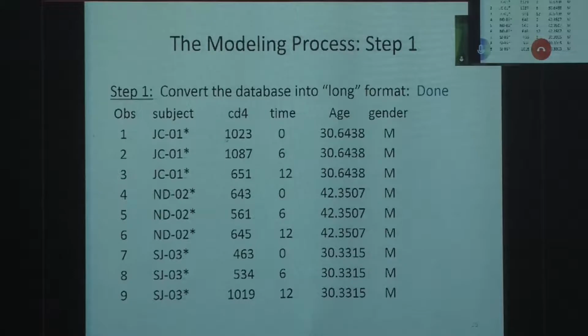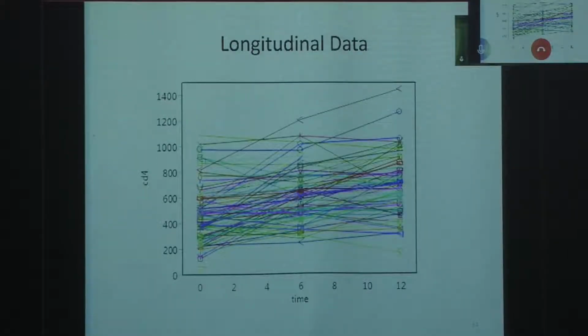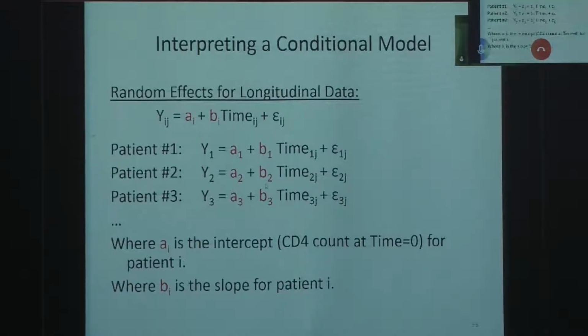Versus the story here, no, everyone's not the same. Everyone is unique. Everyone has their own starting point, and everyone has their own trajectory. Some people's CD4 counts may be going up, B1 may be positive. Some people may have CD4 counts that are actually going down over time, B2 is negative, and some people's CD4 counts are stable, B3 is 0. Everybody is unique, and it's not just a matter of noise that they don't look the same.